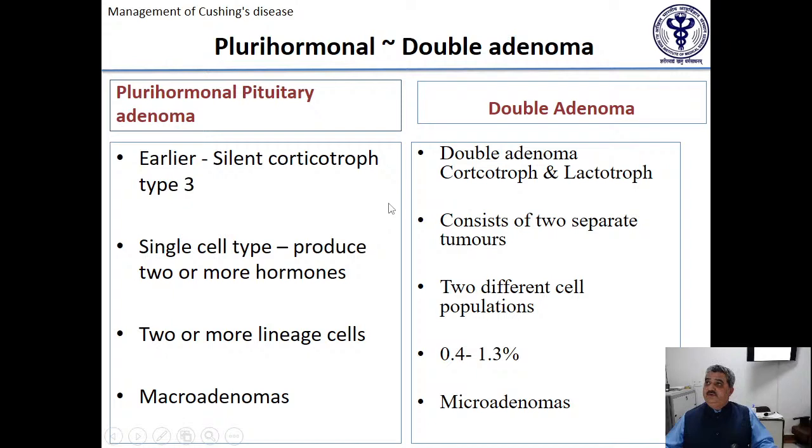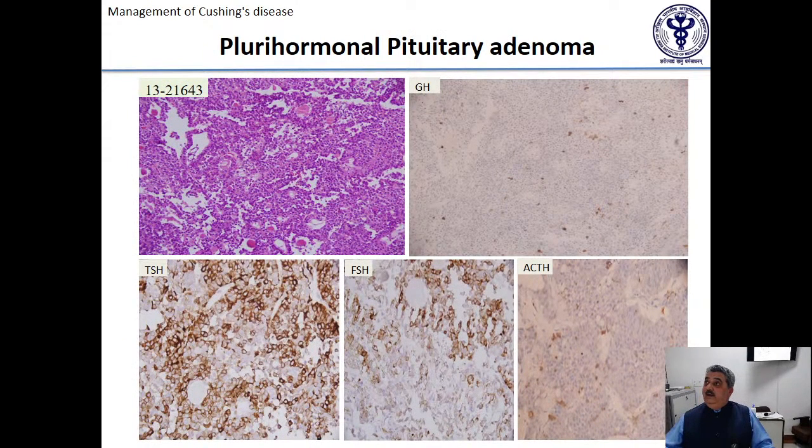Now, the other terms introduced in the latest classification are plurihormonal and double adenomas. Plurihormonal adenomas are those in which the same cell produces different types of hormones. Whereas in a double adenoma, there are two types of cells which are separate from each other, and they produce two hormones. Double adenomas are very rare, but plurihormonal adenomas, which people earlier used to call silent corticotroph type 3 adenomas, are now classified as plurihormonal pituitary adenomas. This is one example.